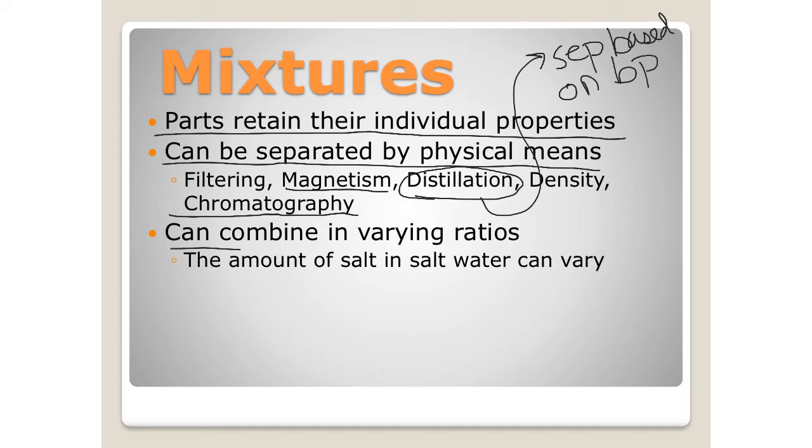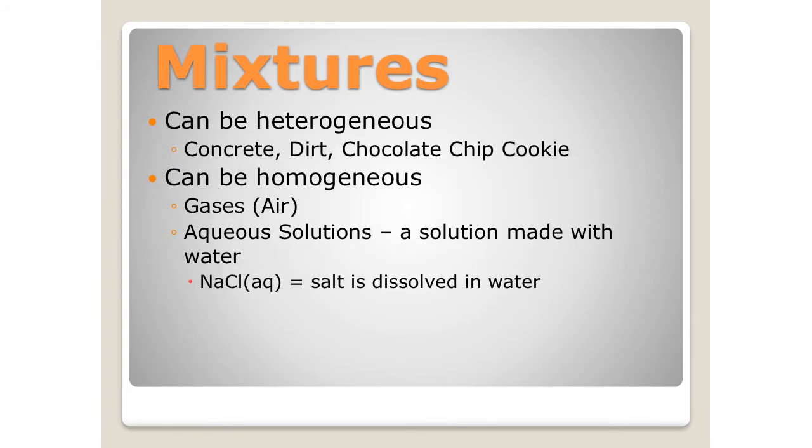Mixtures can combine in varying ratios. So salt water is a mixture of salt and water. You could have a little bit of salt or a lot of salt. So we can vary the ratio in a mixture. Mixtures can be either heterogeneous or homogeneous depending upon the mixture. So hopefully you remember, elements are always homogeneous, compounds are always homogeneous. Mixtures can be either or depending upon the mixture.